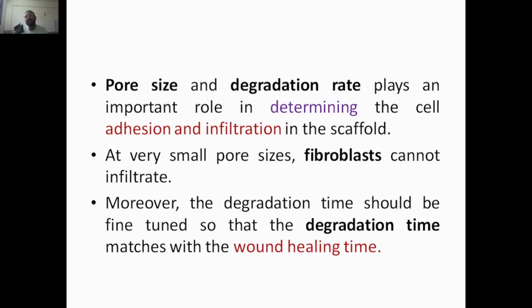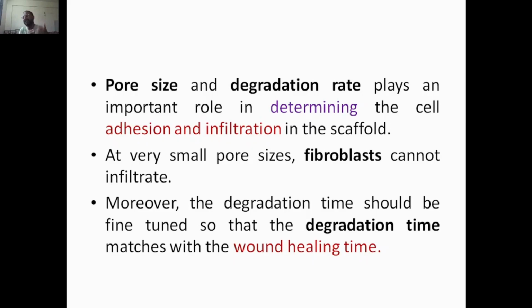If the fibroblast doesn't reach the scaffold where the cells are dividing, then the cells will not get the structural support from the fibroblasts, and myofibroblasts will not be there. Because of the absence of the myofibroblasts, the wound healing process will not be complete.